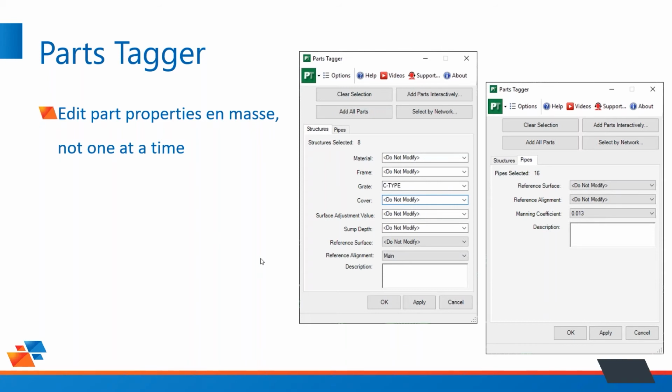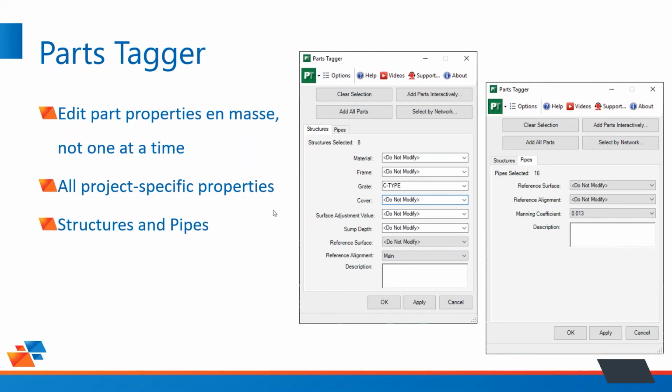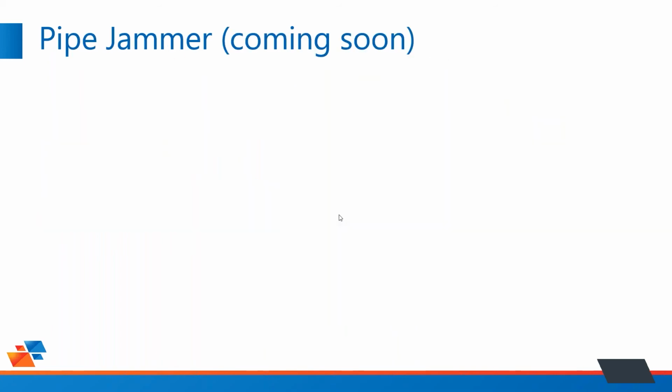Parts Tagger allows you to push properties in mass to all your different parts. Now, some of those values you have programmed into your pipe catalog, but a lot of things are project specific, and so we need to manage that in this way. This works on structures and on pipes. You can see two different tabs here. I'll show you a scenario of that in Civil 3D as well.